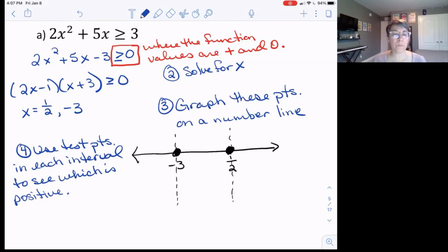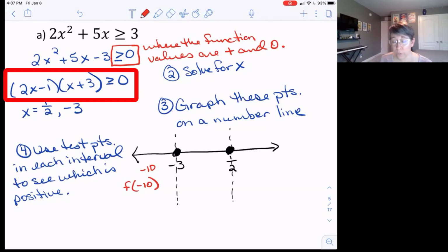So what do we mean by those test points? To the left of negative 3, there are an infinite number of negative numbers. I'm just going to choose one. I'm going to choose negative 10. I'm going to plug that negative 10 into my original equation, f of negative 10. And I can actually do that in the factored form, so that might help. I can plug in 2 times negative 10 minus 1, times negative 10 plus 3.